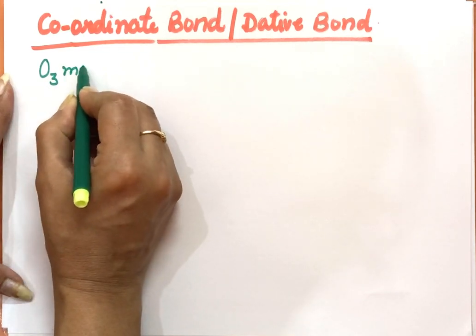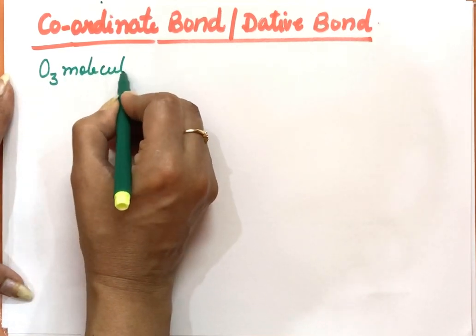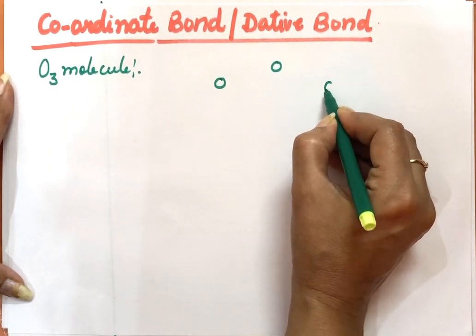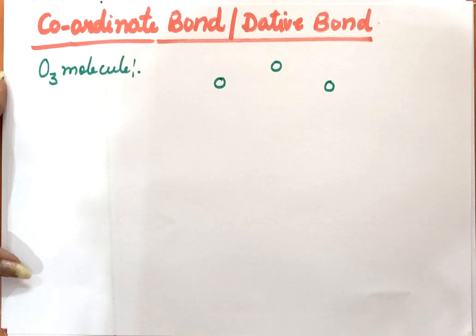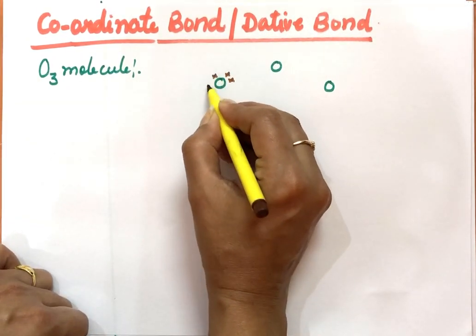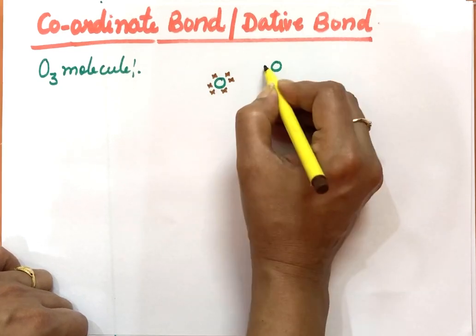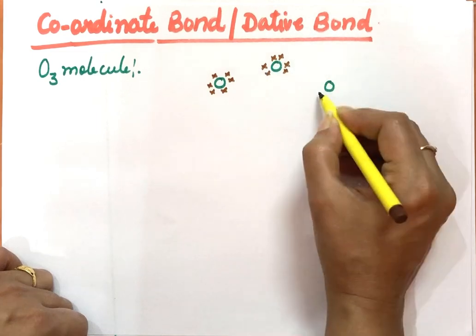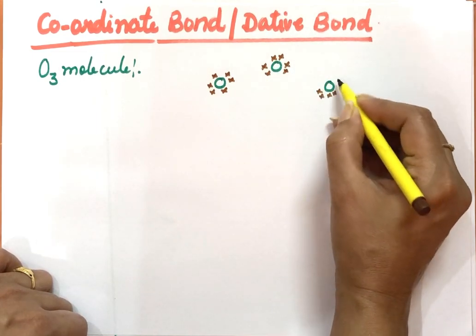How O3 molecule forms? By 3 oxygen atoms. So if I am placing 3 oxygen atoms like this, Lewis structures of these are there are 6 electrons in the last shell of each oxygen atom. So I'm drawing the 6 electrons here. Each oxygen has 6 valence electrons.